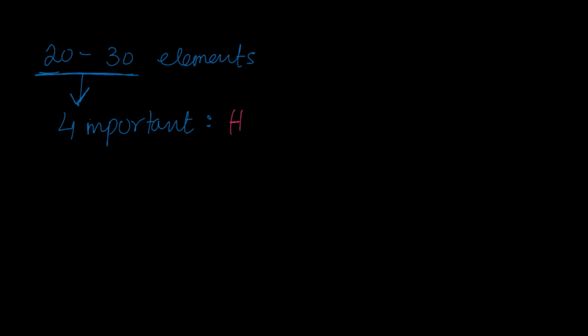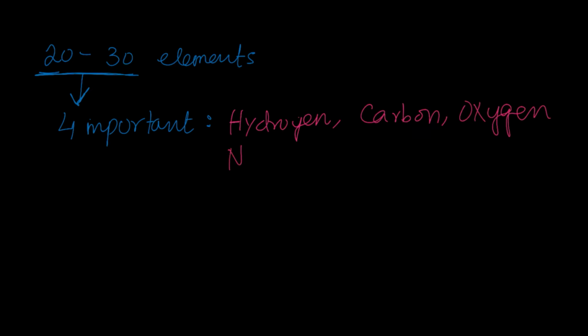hydrogen, carbon, oxygen, and nitrogen. These are four important elements. And from these four, the most abundant element is hydrogen. But carbon is of particular importance because of two properties.